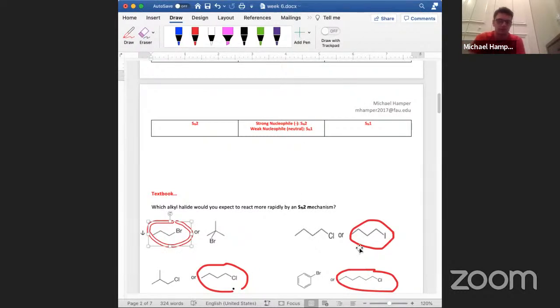Now, this one here. Let me ask you why. Why is the iodine faster? Why is the one on the right faster? You don't even have to consider the type of reaction, really. This is a substrate, and that chlorine's going to leave, that iodine's going to leave, because it's a better leaving group. And yep, Eric, it's a better leaving group because it's bigger.